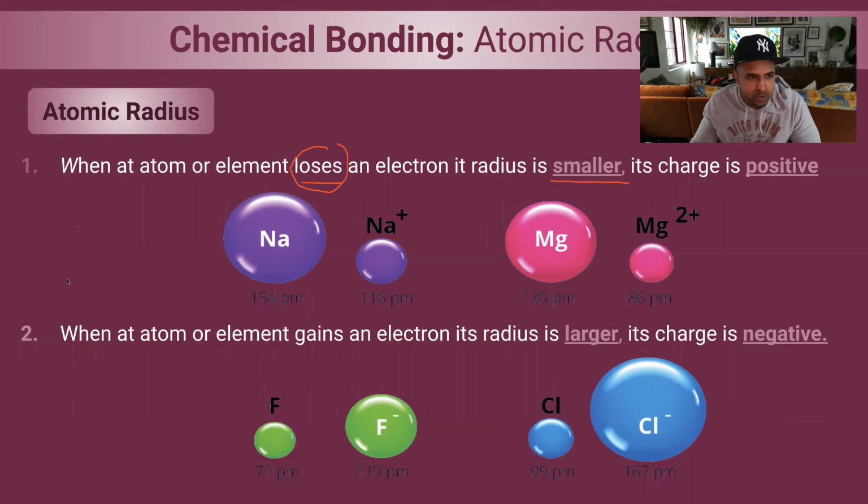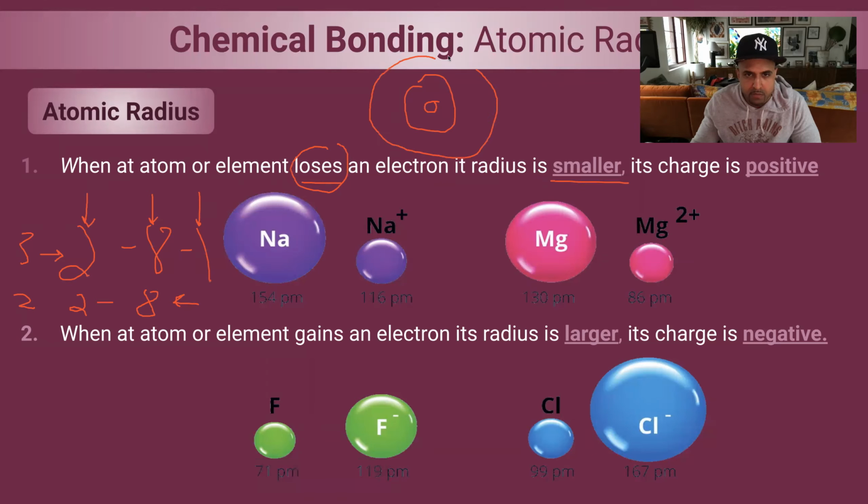Sodium is 2-8-1 usually, and when it's an ion, it's 2-8. So it has one less orbital. It's two orbitals here, three orbitals there, because there are three numbers, right? It has two in the first shell, eight in the second shell, and one in the third shell. If I were to draw the Bohr model, I would have two in the first shell, eight in the second, and one in the third. And if you remove one electron, then clearly you're going to be smaller.